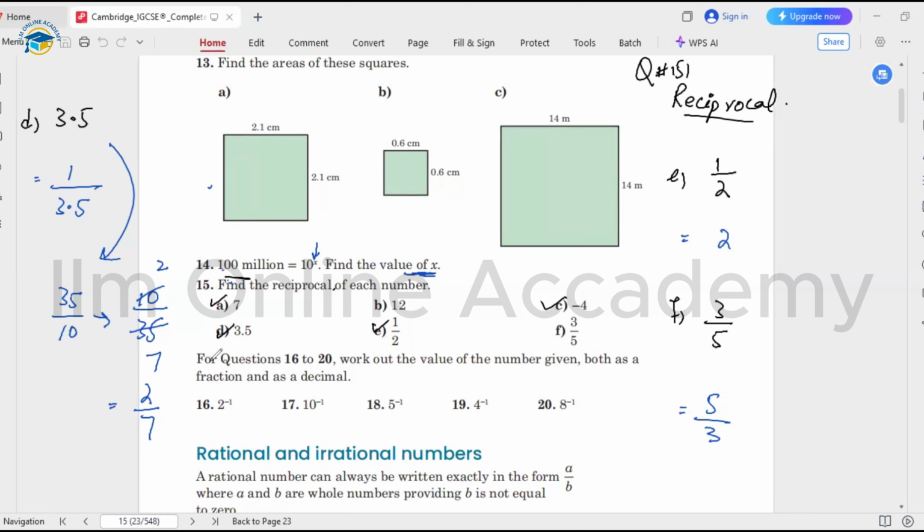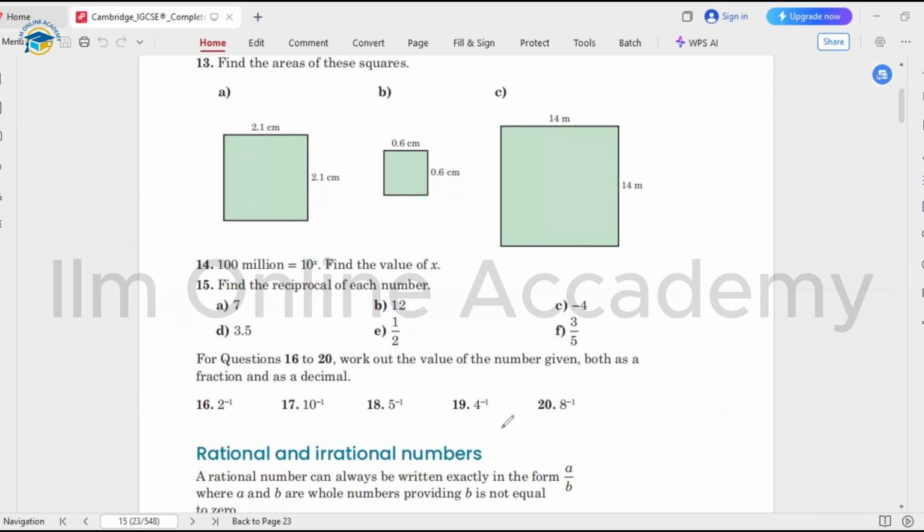Next, they're saying that from question number 16 to 20, you need to work out the value of the given number with the reciprocal, both as a fraction and as a decimal as well. So we will change all of these first to fraction form, and then that fraction form will be converted into decimal form. Okay, so let's go on with part number 16.